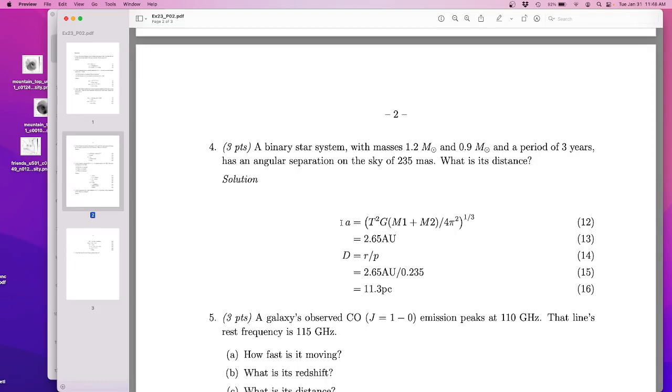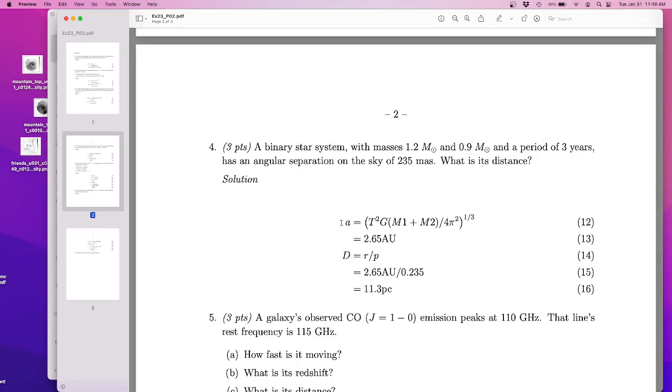So Kepler's law says a cubed equals period squared, let's call it t, times G times M1 plus M2 over 4 pi squared, all of this to the third power.